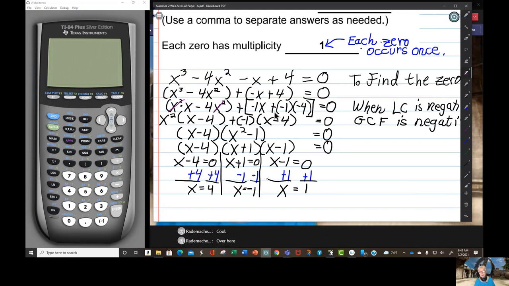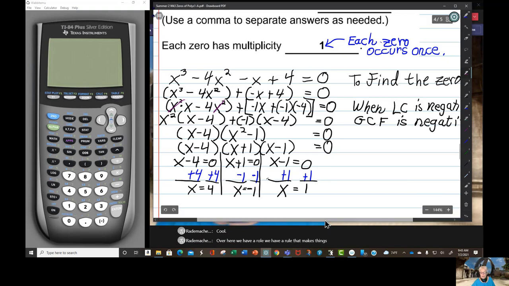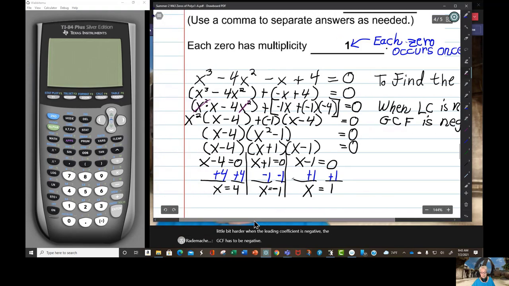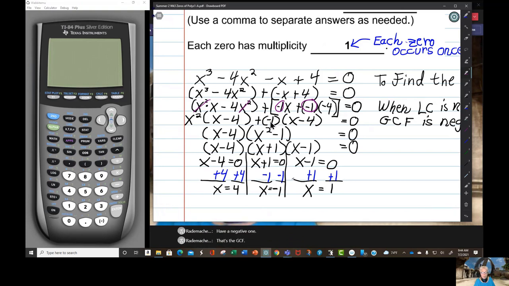Over here, we have a rule that makes things a little bit harder. When the leading coefficient is negative, the GCF has to be negative. Clearly the GCF is going to be negative 1. So I have to find a negative 1 in positive 4. But positive 4 equals negative 1 times negative 4. So now I know that both terms have a negative 1. That's the GCF. I pull negative 1 out to the front, and then it's gone. And I'm left with the leftovers x plus a negative 4, which is minus 4.